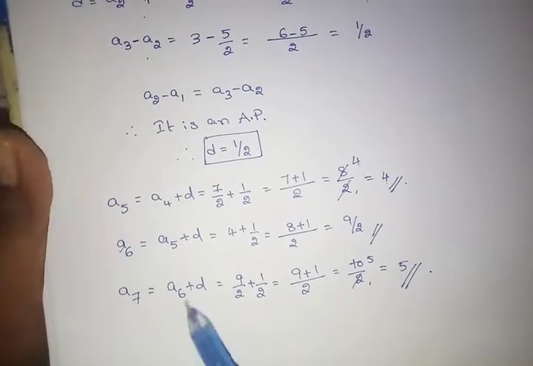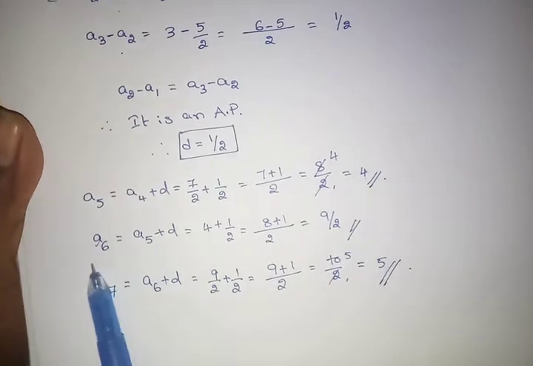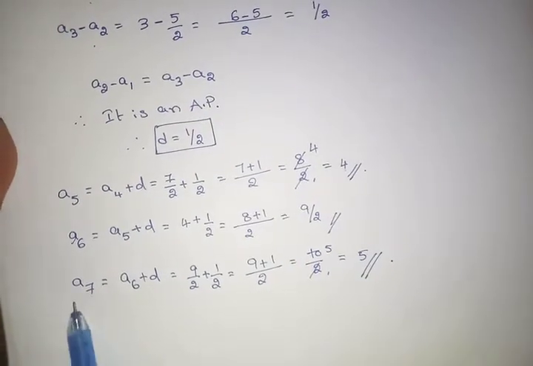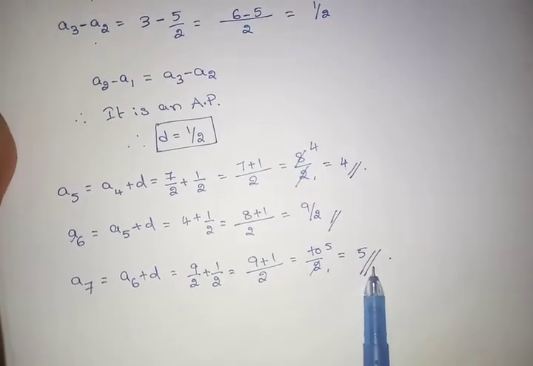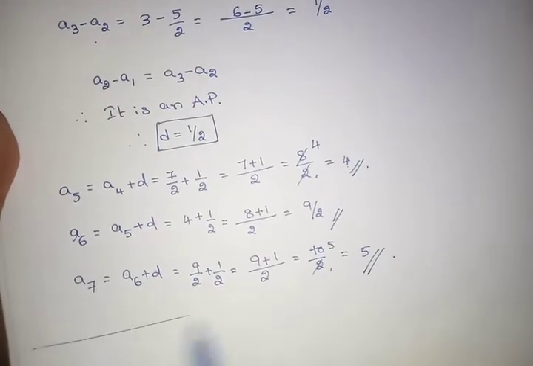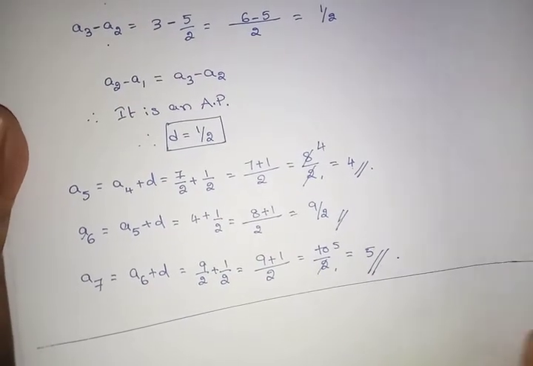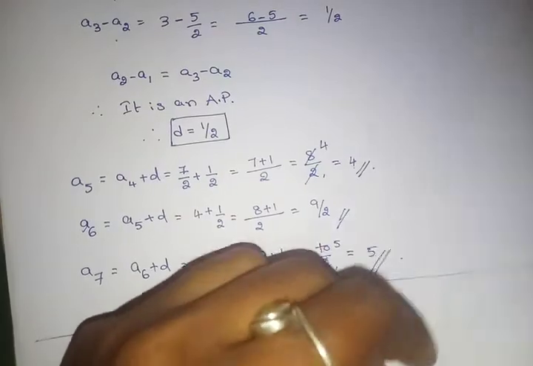What are the values we got? A5 equals 4. A6 equals 9 by 2. A7 equals 5. That's all. Problem is completed. Easy problems, no? Shall we go to the next problem? Shall we do some more problems in the same method?